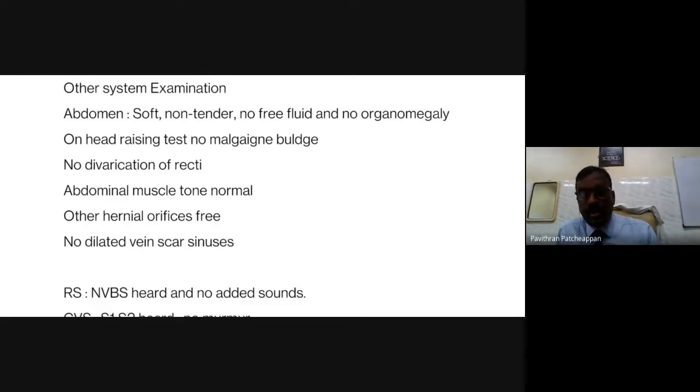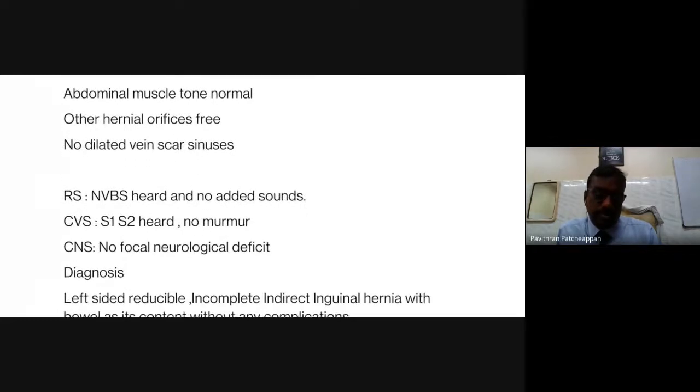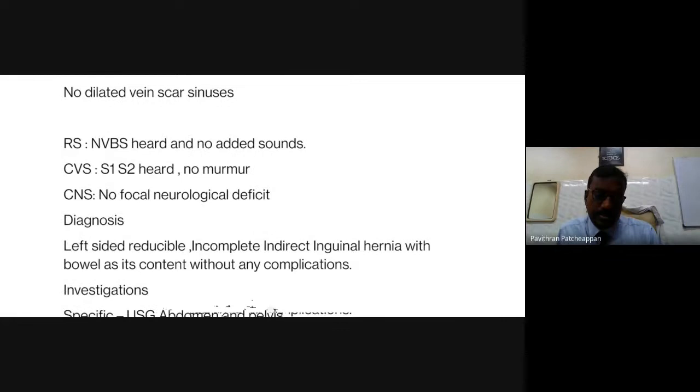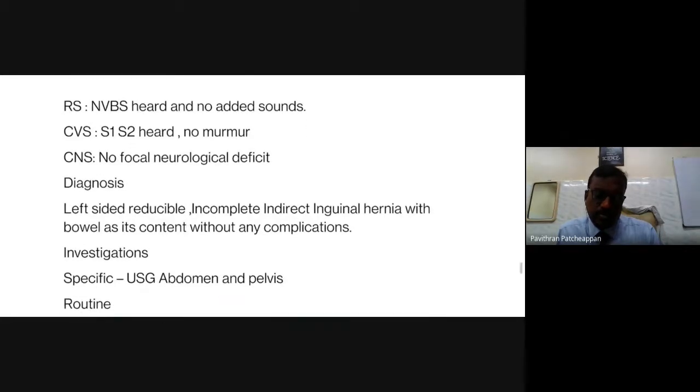Abdominal muscle tone was normal. No hernial orifice, no other hernial orifices. Very good. No dilated vein, scar or sinus. Respiratory system: normal vesicular breath sound heard, no added sound. Heart sounds S1, S2 heard, no murmur. CNS: no focal neurological deficit.